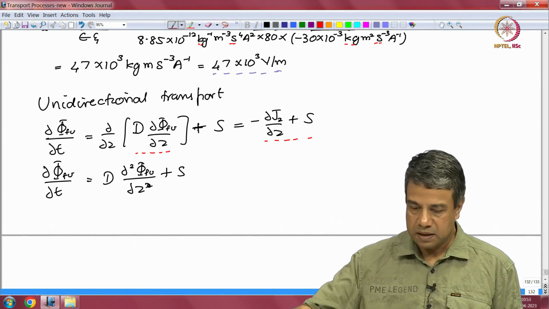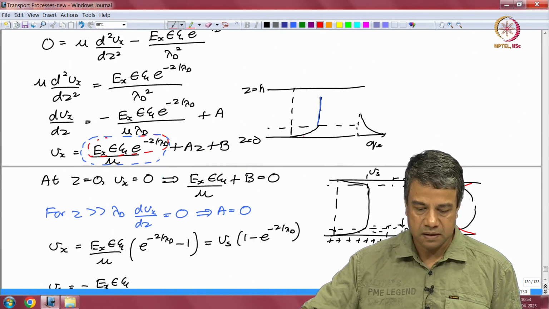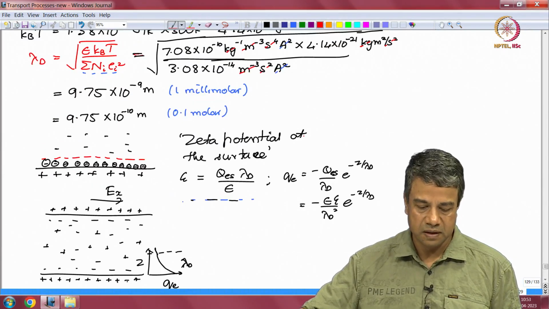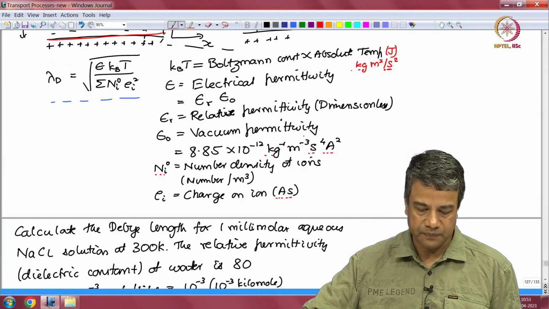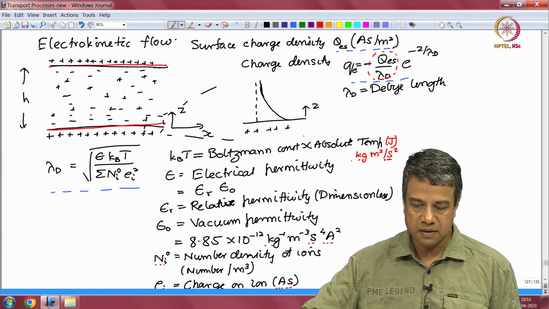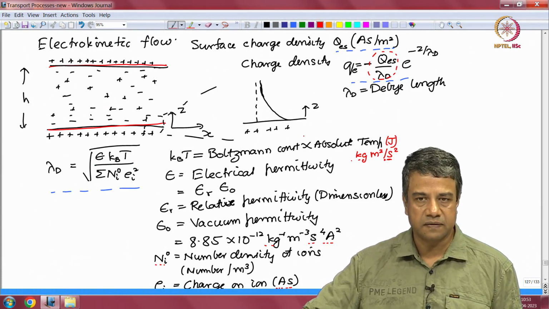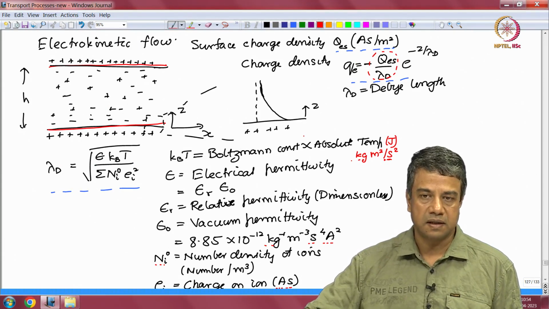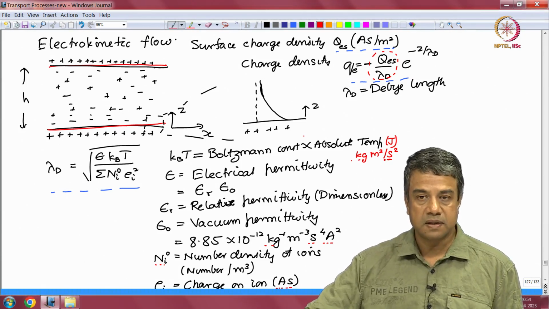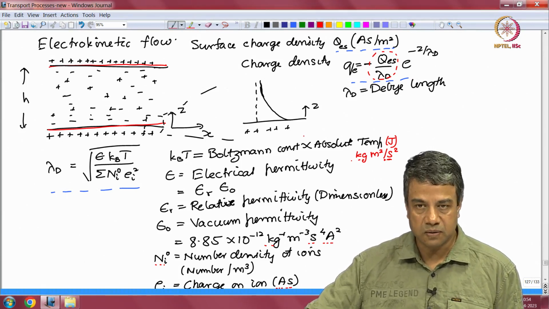Last class we had looked at a brief introduction to electrokinetic flow. This is a situation where you have two surfaces with a certain charge density on the surfaces. You apply an electric field along the channel, and there is a velocity along the channel. That is because the ions are localized close to the walls.